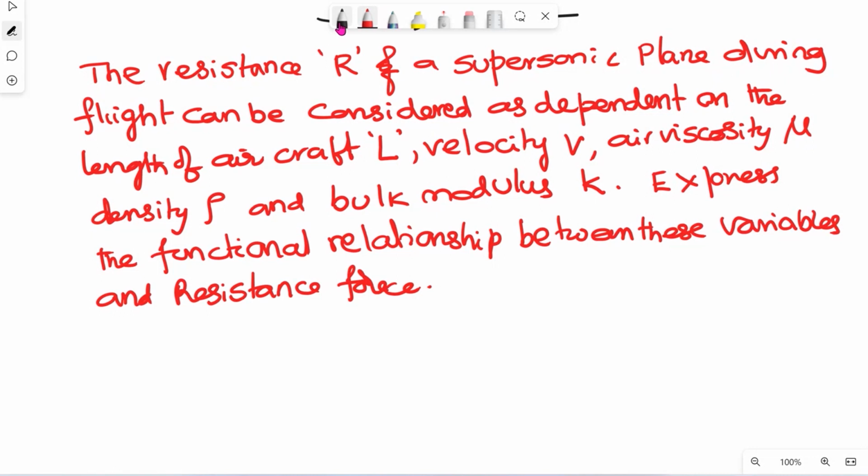So now if you see how many number of variables are there, R is one variable. The resistance is nothing but a force and it is dependent. So that means the dependent variable is R basically, right? Then what are the other variables? The first one is aircraft length, velocity, viscosity, density, bulk modulus K.